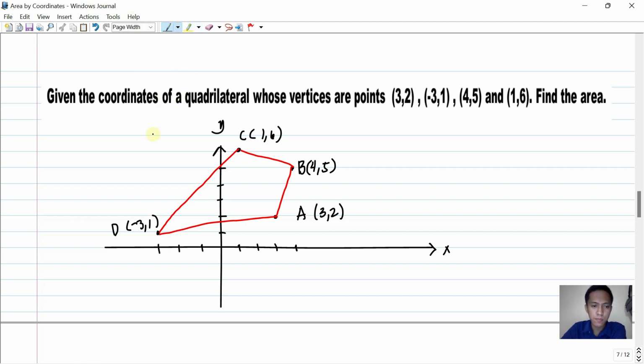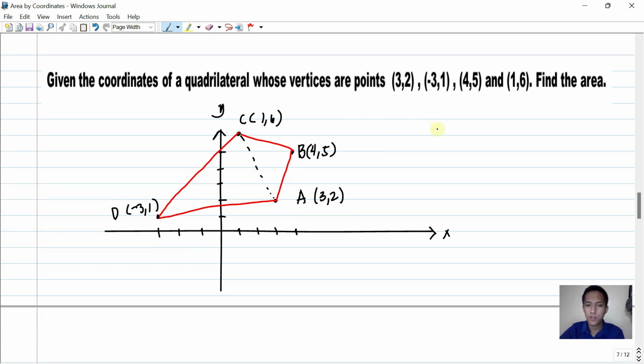So first step, okay, so yung first step natin guys is to divide this figure into two triangles. Okay, so we have triangle ABC and we have triangle ACD. Add lang natin yung kanilang areas. So for triangle ABC, so we can compute the area using Heron's formula.